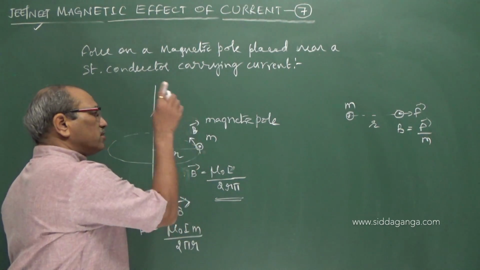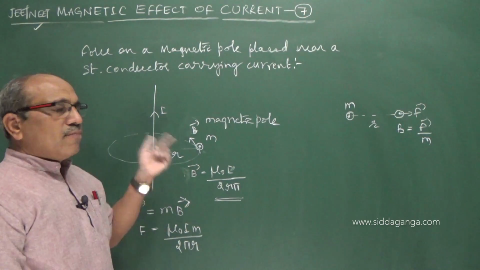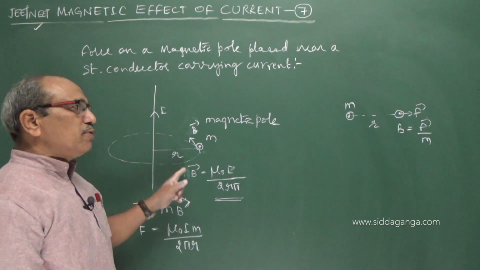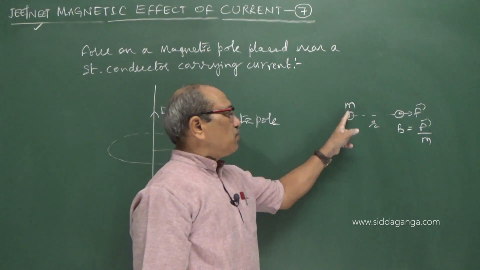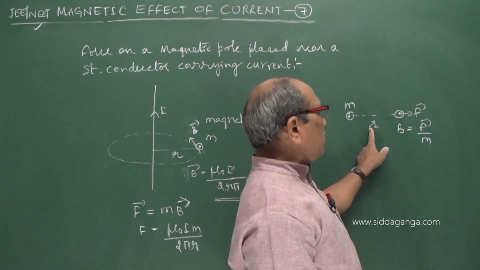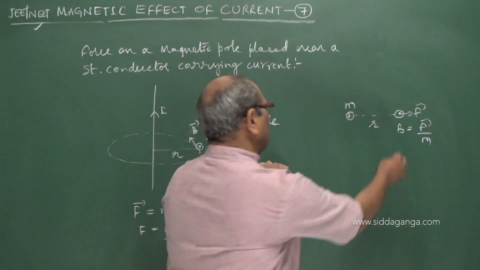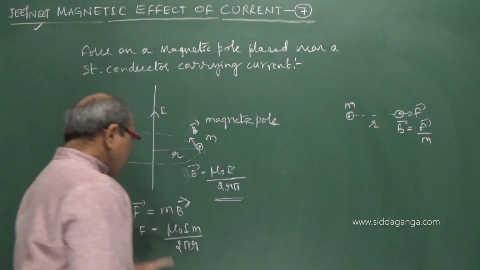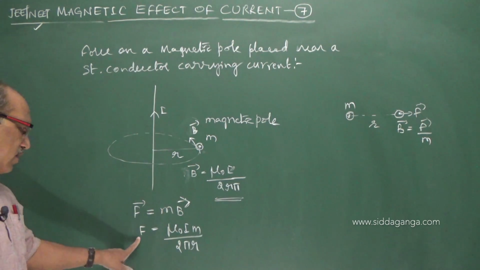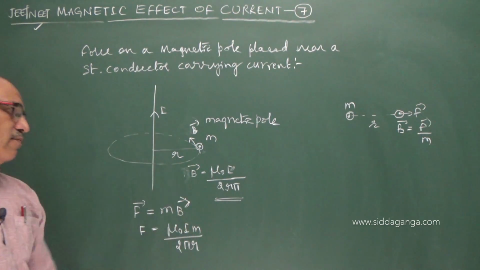A pole is placed, which means it is in the magnetic field. A magnetic pole in the magnetic field should experience a force. They are given by this pole strength M. At a distance R, the force per pole strength is the magnetic field strength, both in magnitude and direction, that we have taken here. Force is mu naught I M by 2 pi R.